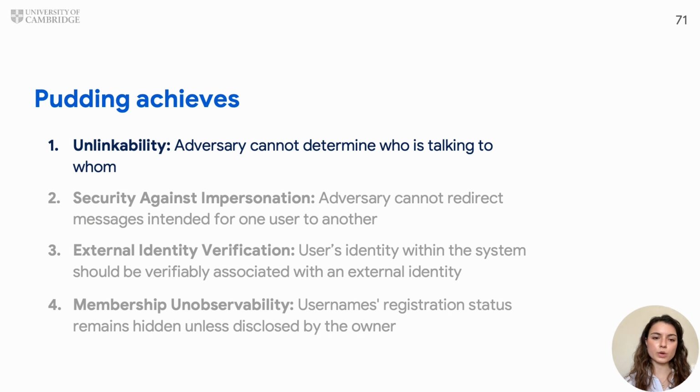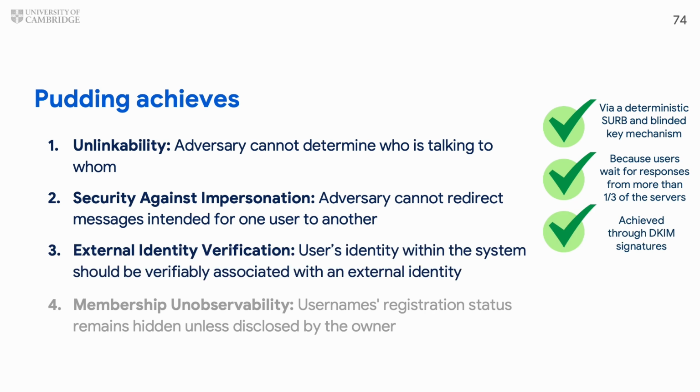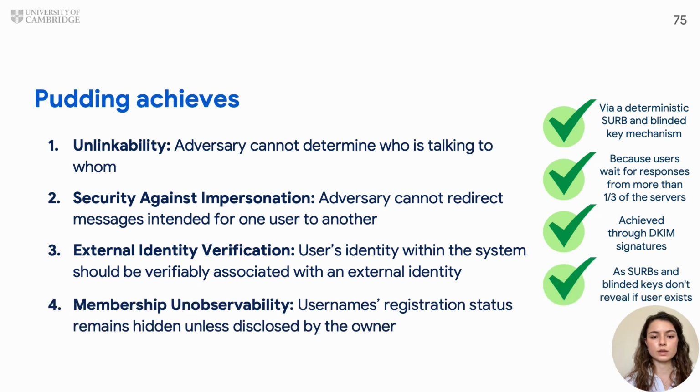Now let's look back at the goals that we have set for ourselves. We have achieved unlinkability by using a deterministic SURB and blinded key mechanism. We've achieved security against impersonation because users wait for responses from more than 1/3 of the servers. We've achieved external identity verification by using DKIM signatures. And lastly, we have achieved membership unobservability because SURBs and blinded keys don't reveal if a user exists or not.